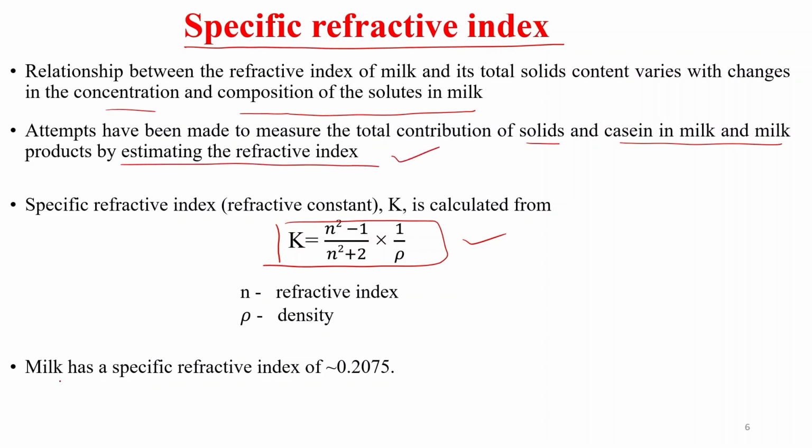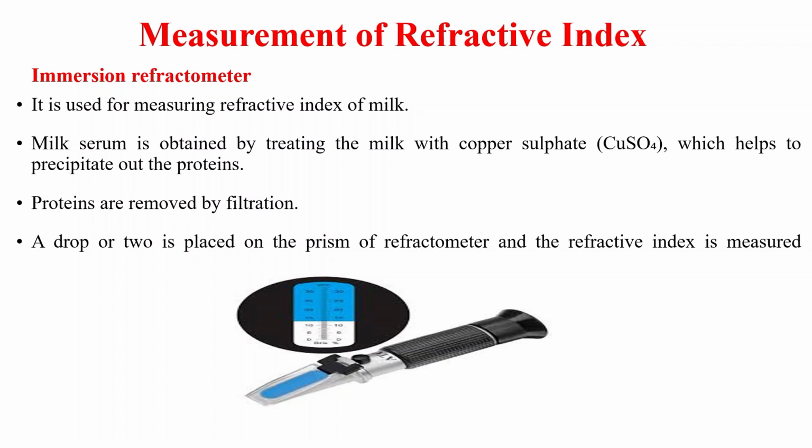Milk has a specific refractive index, K, calculated from this formula, of 0.2075. Just to tell you, the product of refractive index and density is constant here, and that is known as the specific refractive index. Now let us see how to determine the refractive index of milk.